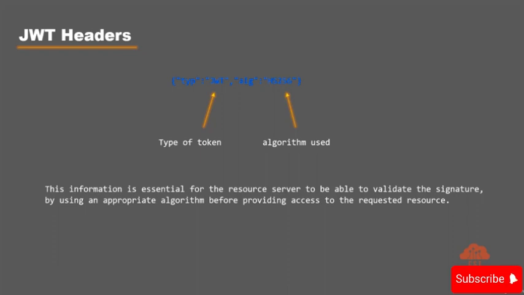So essentially, this information is essential for the resource server to be able to validate the signature. After reading the type of algorithm from this header, the resource server will use the same algorithm to verify the signature before providing access to the requested resource. That's JWT headers. The key information in headers is the type of algorithm used.